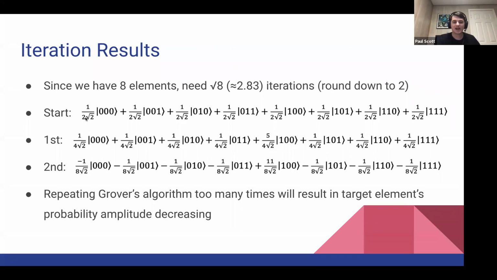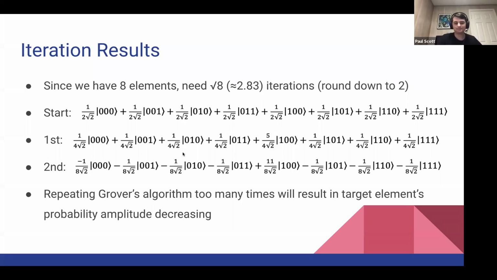So at the start, we have our equal superposition of all of the states. And then after the first iteration, you can see here that the probability amplitudes for all the other states dropped to 1/4√2, which I believe then puts it at a 1/32nd probability of being measured. However, the state that we do want to measure is now 5/4√2, which is 25/32 probability. So that's a really good probability that we're going to measure it.